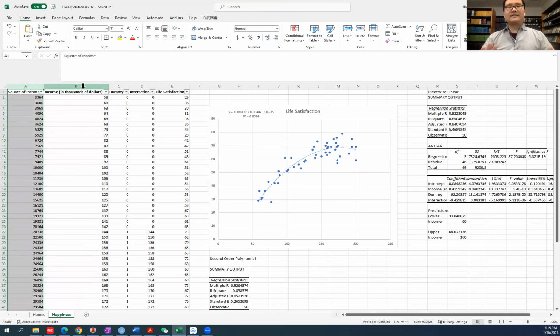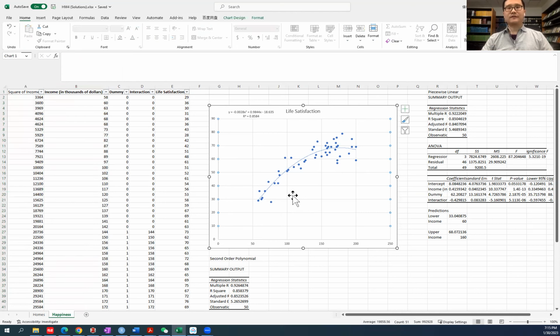When we have both income and its square, if we plot directly the happiness versus income, here you notice that the income goes to the horizontal axis and the happiness goes to the vertical axis.